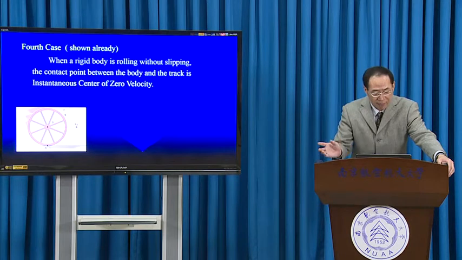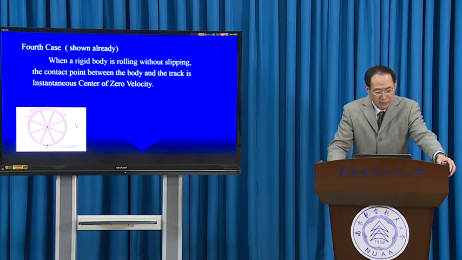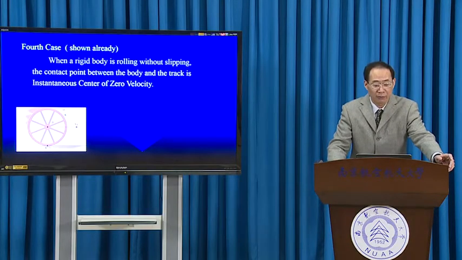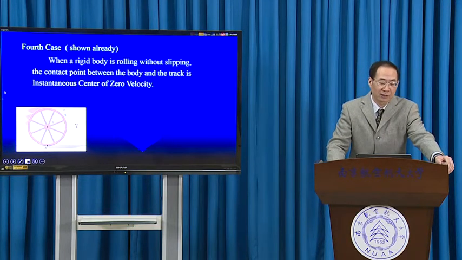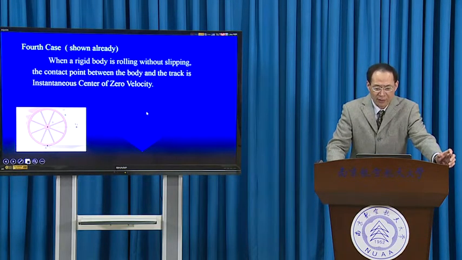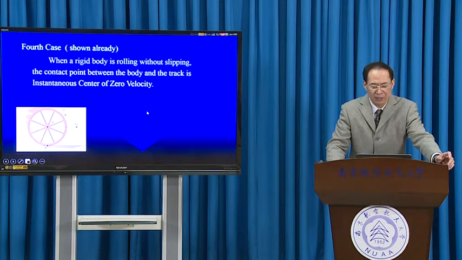But after a time interval, the originally contacted point will leave the ground and become moving. So at another instant, maybe another point plays the role of zero velocity point. So you should be very clear about this meaning. The zero velocity point only has instantaneous meaning, not forever, not always. Okay?